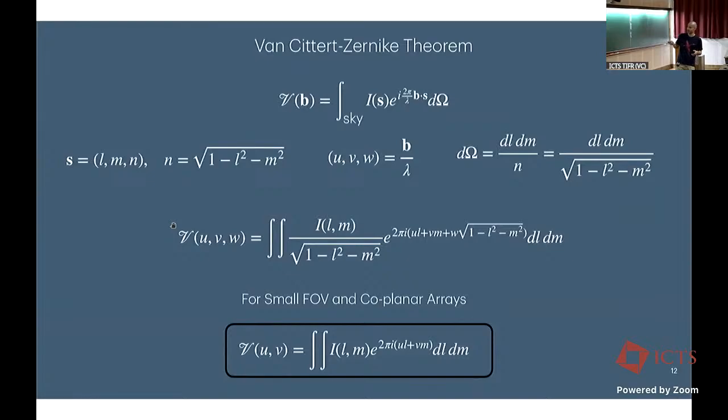And what you then also see is that the visibilities in terms of U and V is nothing else than the Fourier transform of the intensity distribution on the sky. Right, so this is for a 2-element interferometer here.